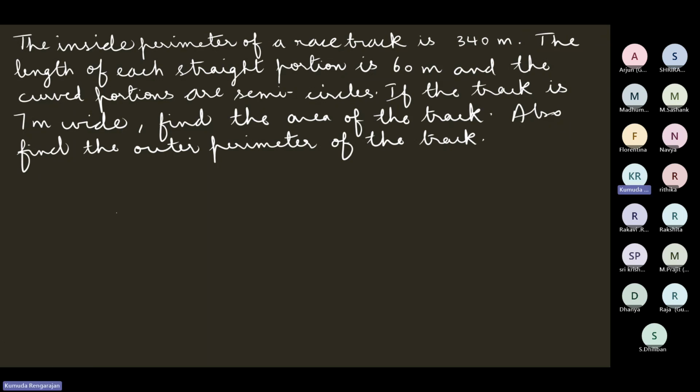Look at this question, all of you. Please stop working. Look at this question. The inside perimeter of a race track is 340 meters. The diagram of the race track is given in the question.